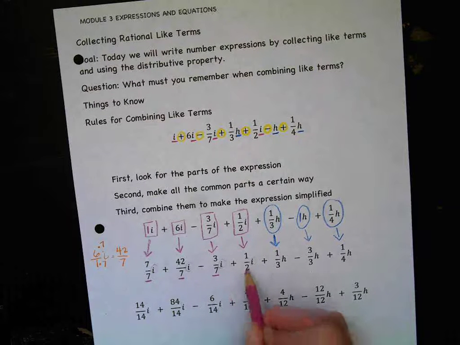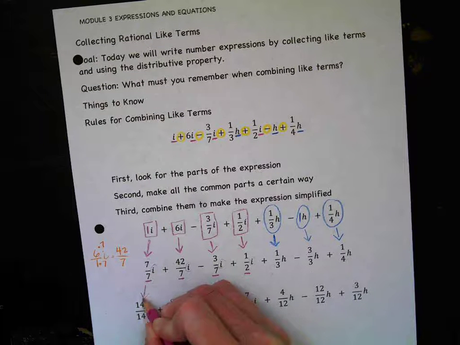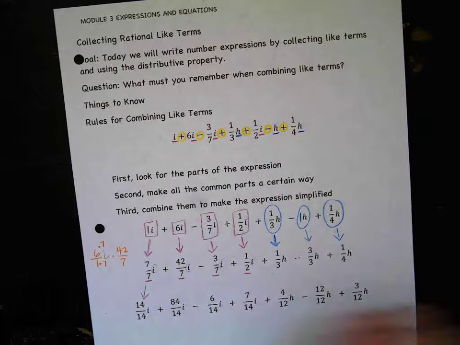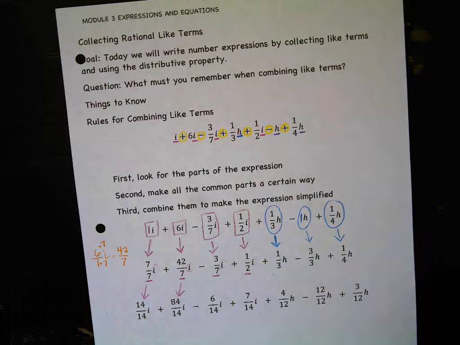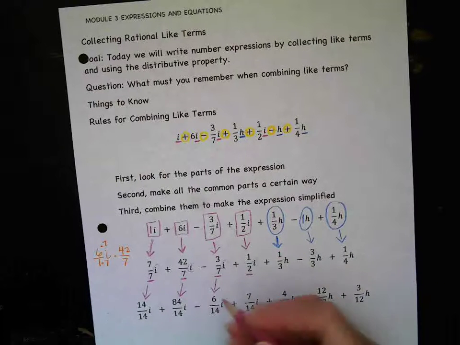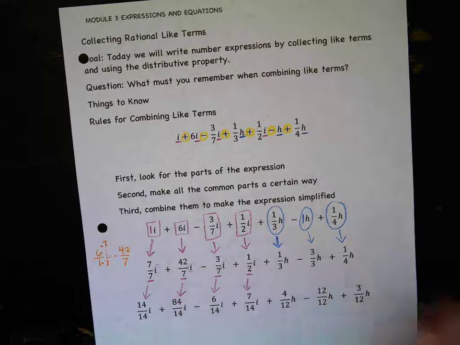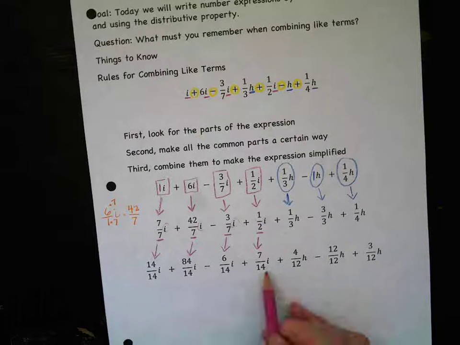So I decided the common denominator between 7 and 2 is 14. So if you look, 7/7 would become 14/14. 42/7 would become 84/14. 3/7 would become 6/14. And 1/2 would become 7/14.